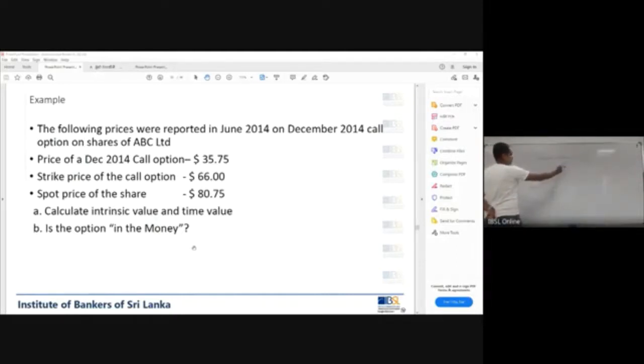Time value is the premium minus intrinsic value. Premium 35.75 minus intrinsic value 14.75. It's 21.